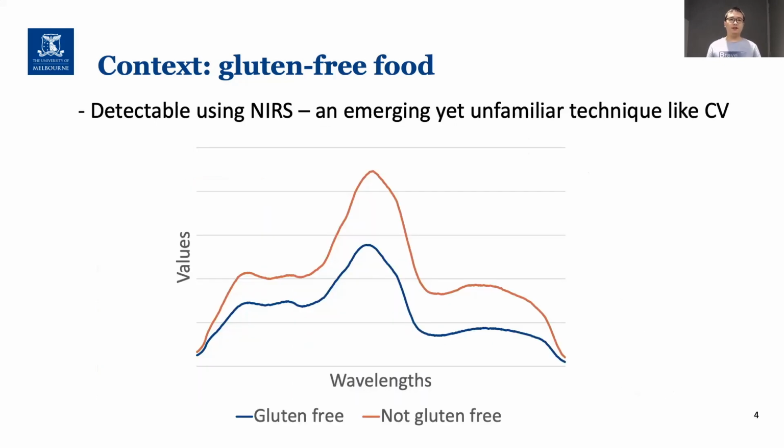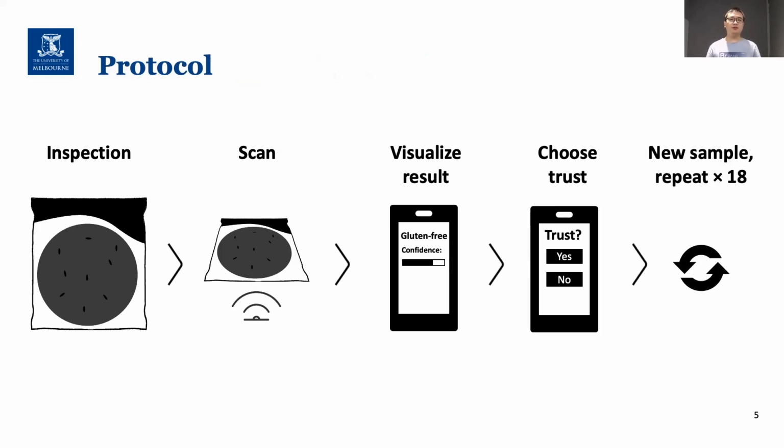Here we use the technology called Near-Infrared Spectroscopy, or NIRS. It's an emerging technology, but unfamiliar for most people, like computer vision, but it's a very helpful tool to help you identify the ingredients in food, such as the example we show here. So in this study, we're going to let participants use this technology on their own, which might be the first time for them. Here's the protocol for our study.